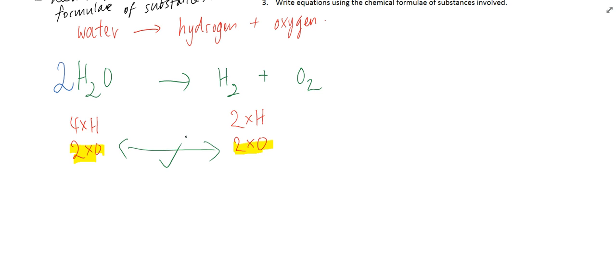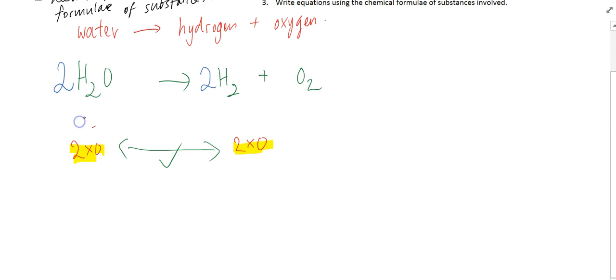Now we've got 4 hydrogens on the left side and 2 on the right. So this cannot be right. This needs to be fixed as well. Well, that can be fixed by increasing the number of hydrogens on the other side. If we put a big 2, a big coefficient in front of the hydrogen molecule, does this fix things?